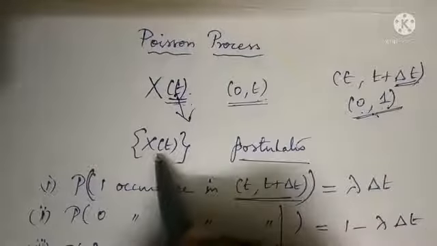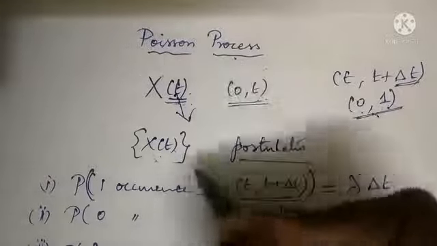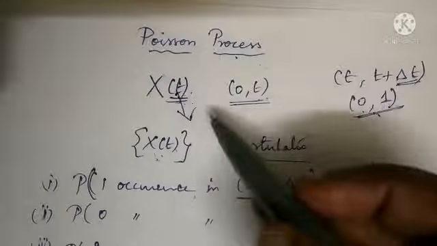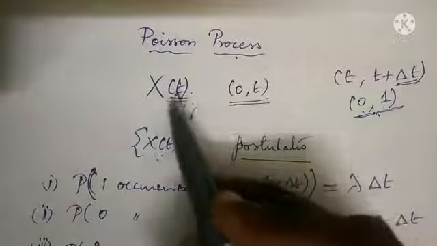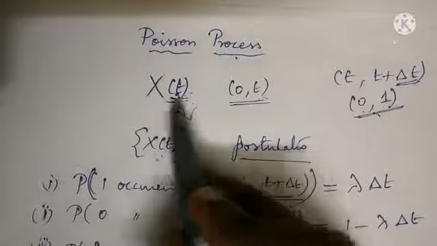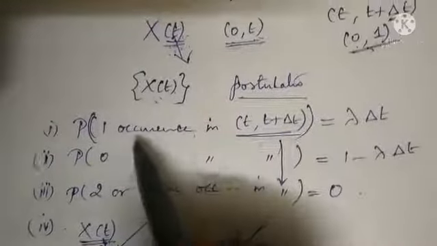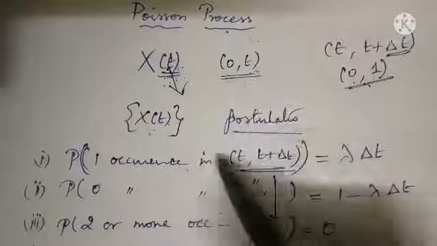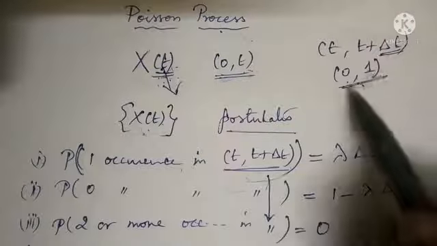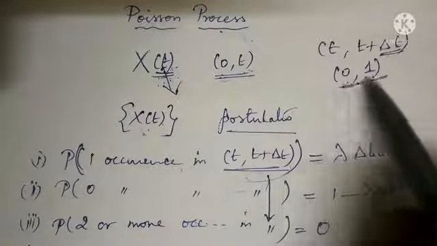The random process X of t is called a Poisson process if it satisfies the following postulates. What is X of t? X of t represents the number of occurrences in the interval 0, t. You should know thoroughly about X of t. So let us see the postulates. First one, you know 0, t. If you consider t, t plus delta t, for example, t is 0 and delta t is 1 second maybe.